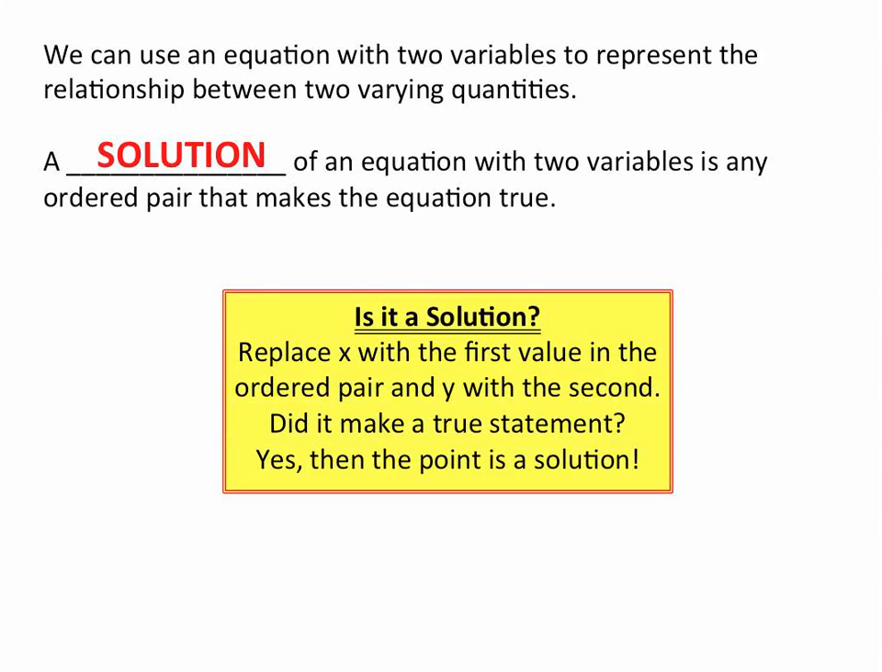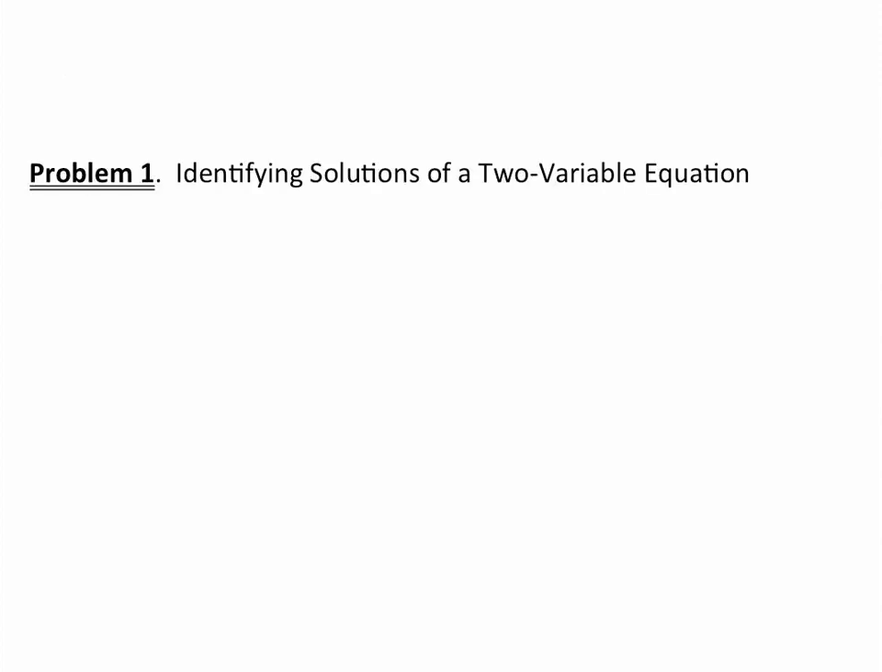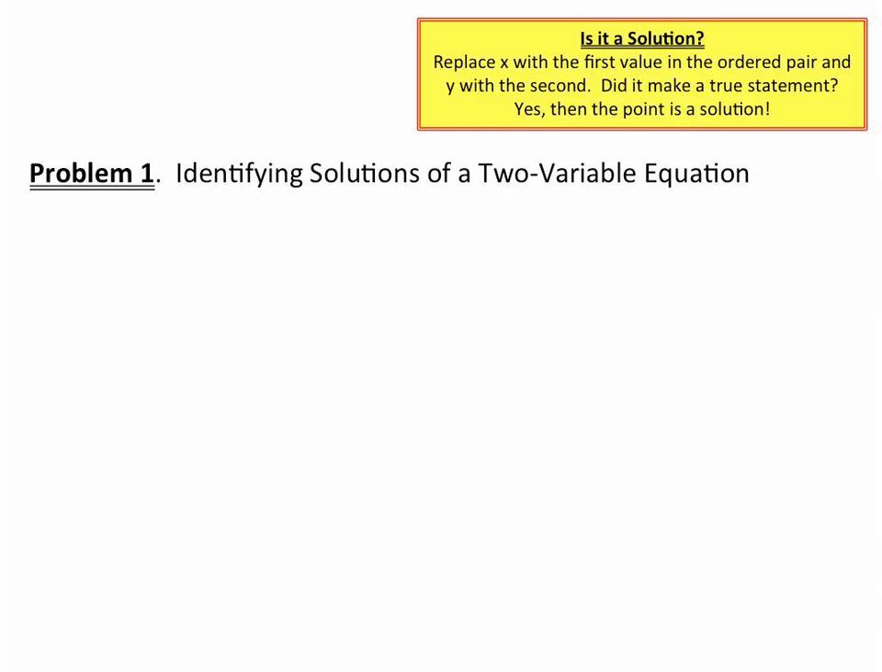Okay, so whenever they ask me, is it a solution, all I'm going to do is replace any x's with the first number in the ordered pair and any y's with the second, and then I just decide, did it make a true statement? If the answer is yes, it is a true statement, well then that point is a solution to the equation. So let's take a look. Identifying solutions of a 2-variable equation. Remember, replace the x with the first value in the ordered pair, the y with the second. Decide, did it make a true statement? If it's yes, well then the point is a solution. If it's no, then the point is not a solution.